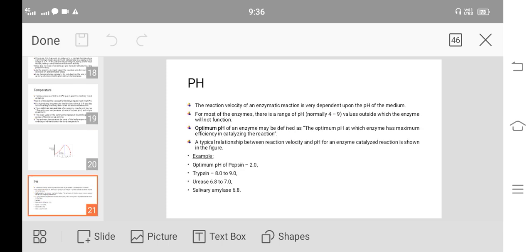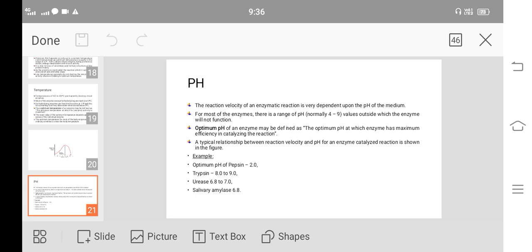pH: the reaction velocity of an enzymatic reaction is very dependent upon the pH of the medium. Most molecules have some specific pH value. Based upon the pH, we determine whether it is acidic, basic or neutral. Normally the pH range is 4 to 9, outside which the enzyme will not function. The optimum pH is the pH at which the enzyme has maximum efficiency in catalyzing the reaction.